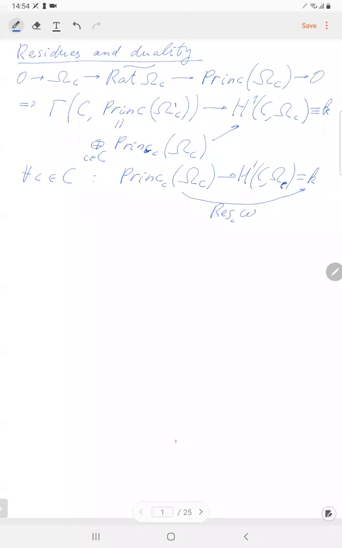At this point, yes, certainly. But then 1 over 5, zero residue. Thank you. So this map is just the sum over residues over all points in our curve.